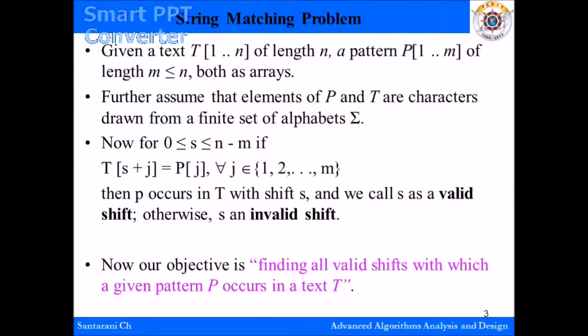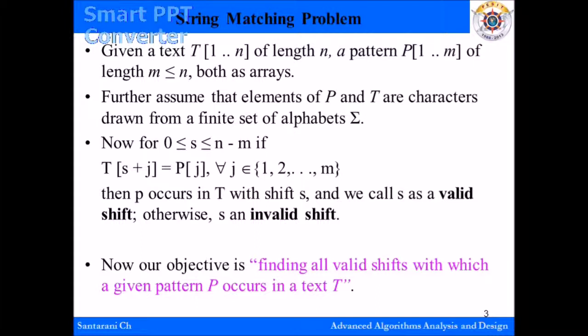This is the problem of string matching. Given a text T of length n and a pattern P of length m such that m is less than or equal to n, and both are taken as arrays. Further, assume that the elements of the pattern P and the text T are characters drawn from some finite set of alphabets, sigma.